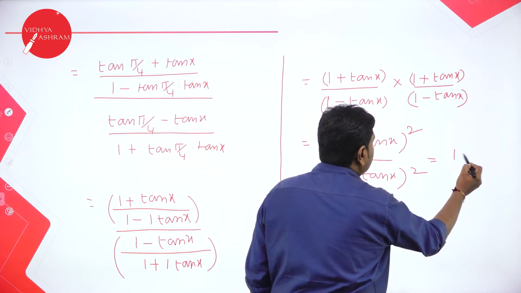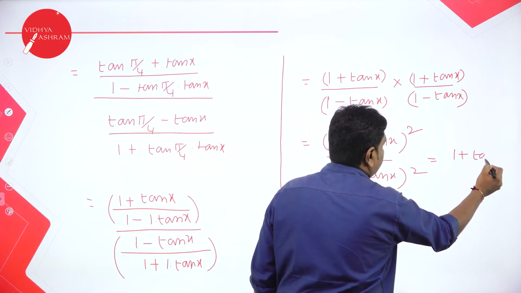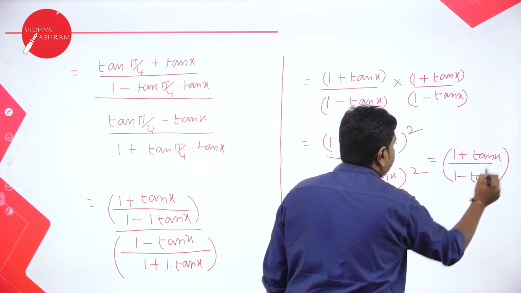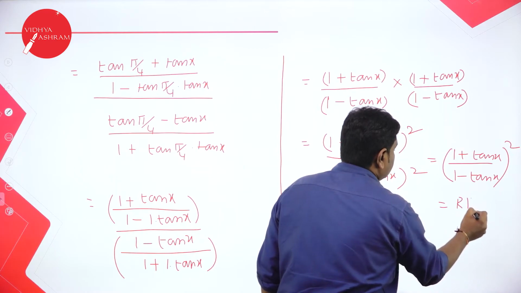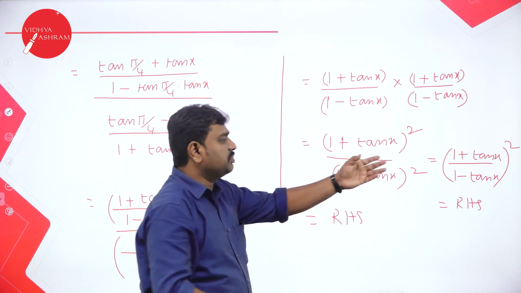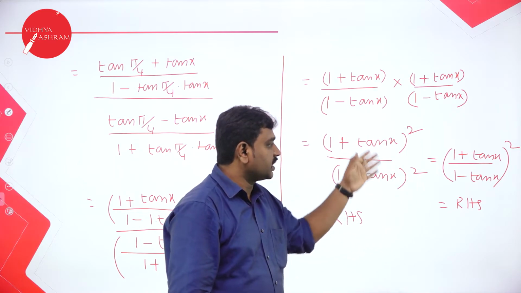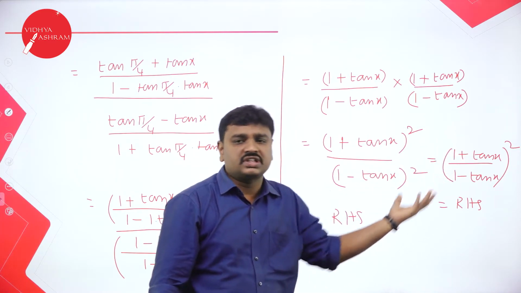I can write it as 1 plus tan x by 1 minus tan x whole square. This is the RHS. So you know, a square by b square can be written as a by b the whole square. The numerator is also whole square, the denominator is also whole square. I can write numerator by denominator the whole square, hence the proof.